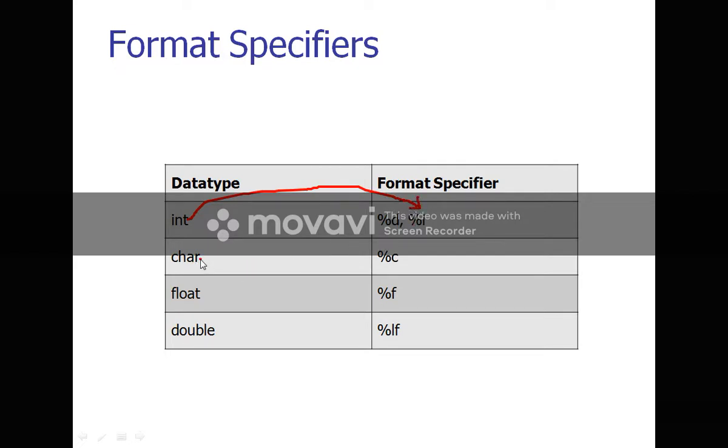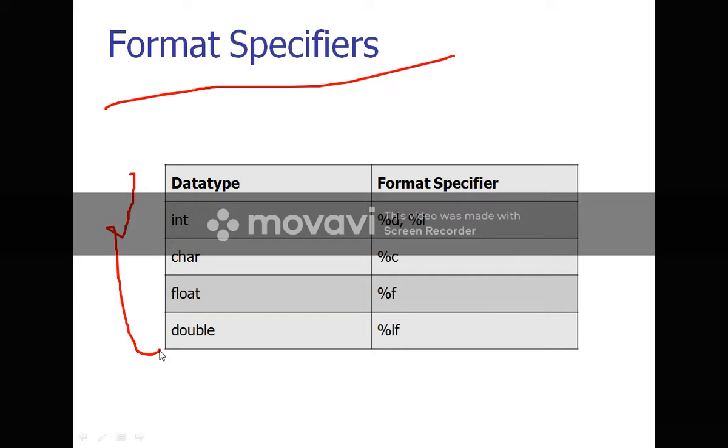If our data type is character, we use %c. If our data type is float, we use %f. If our data type is double, then we use %lf, l for long and f for float. So these are the format specifiers used for particular data types.